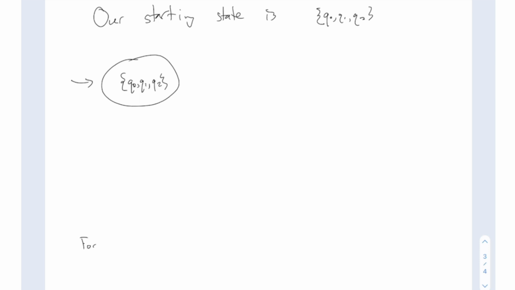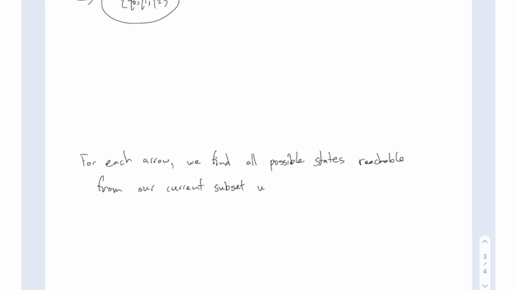For each arrow, I'm going to leave some space for the diagram to fill in. We find all possible states reachable from our current subset using the appropriate letter, right?